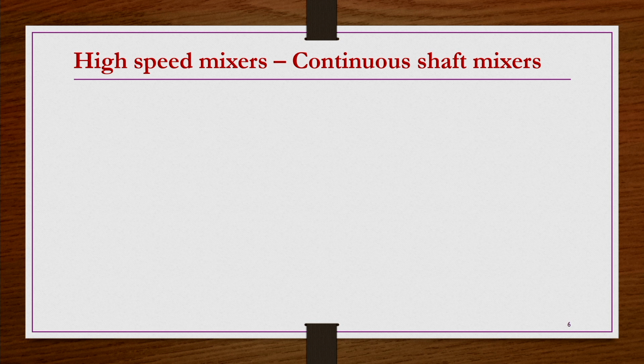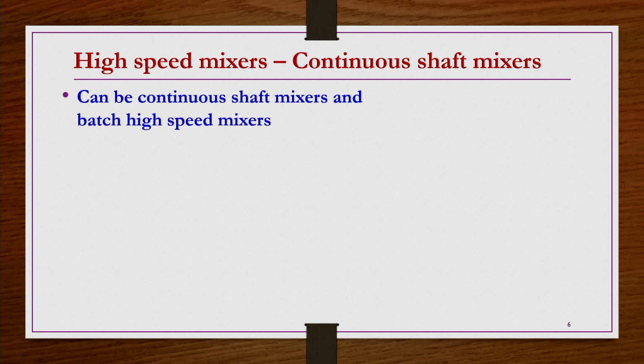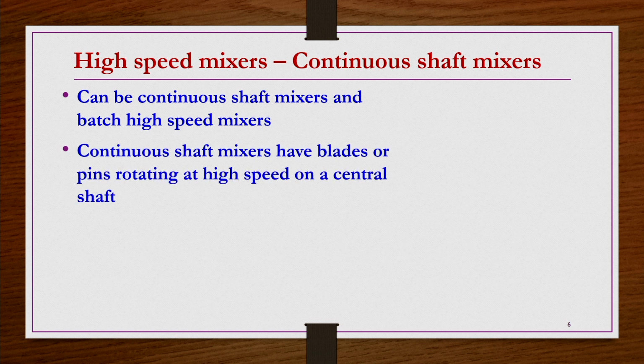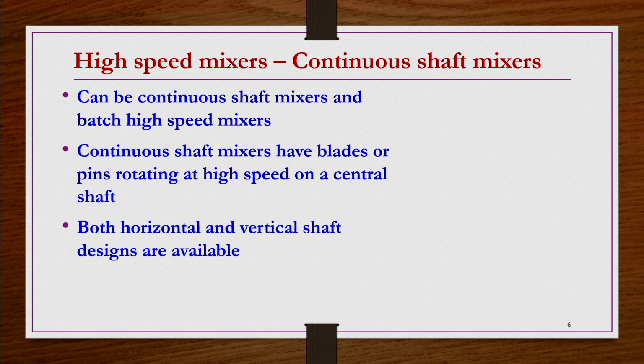Then high speed mixers are also possible in both continuous and batch modes. So let us start with the continuous shaft mixers. These high speed mixers can be continuous shaft mixers or batch high speed mixers. We will see both of them in a few details. Continuous shaft mixers have blades or pins rotating at high speed on a central shaft. Both horizontal and vertical shaft designs are in general available within these, both the continuous and the batch shaft mixers, two categories, and within each category we can again have horizontal and vertical shaft designs. So we are going to see some of them.